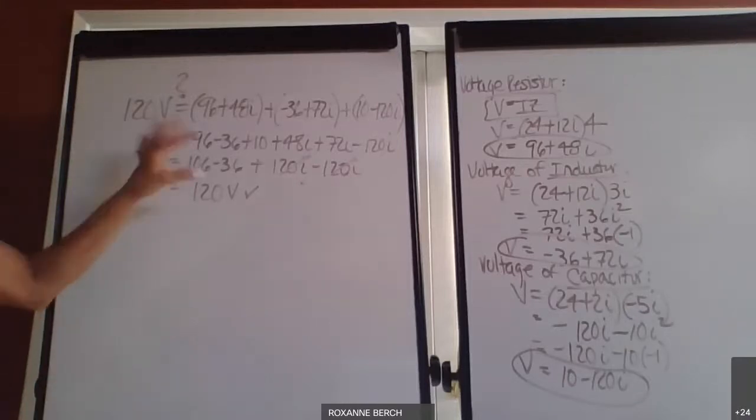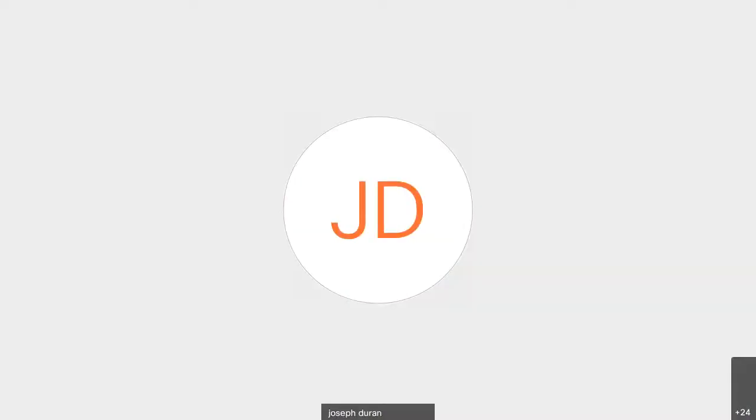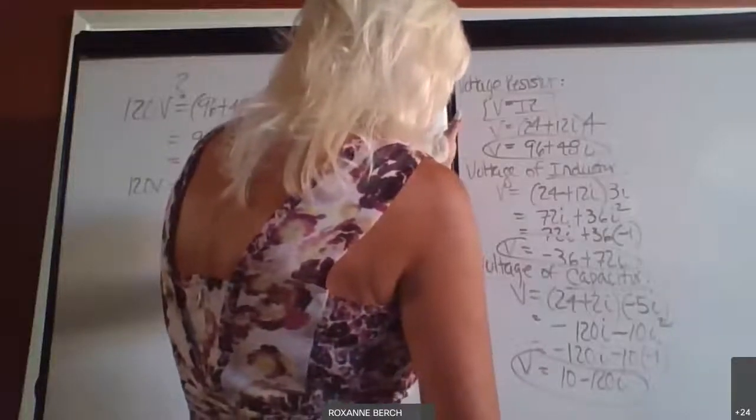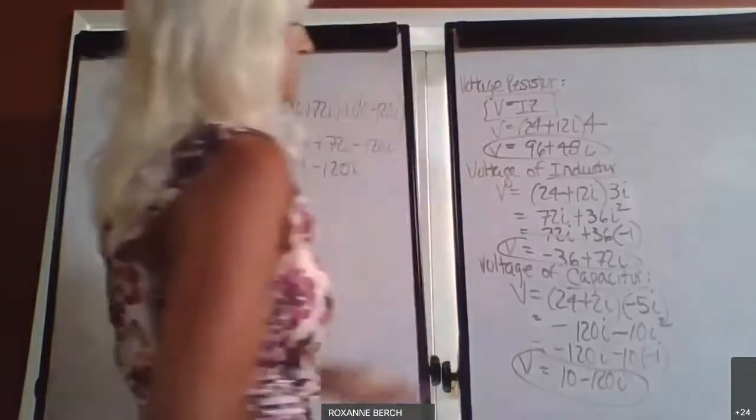So this is how. Ms. Birch, I have a question. Yeah. For all of these, you multiplied it by 24 plus 12i, but for the last one, it's 24 plus 2i. Yeah, it should be 12. Should be 12.